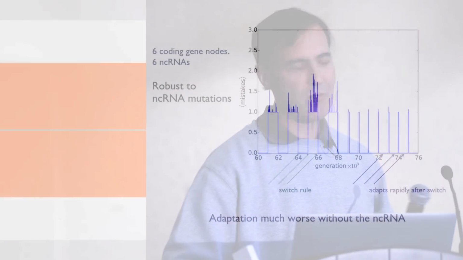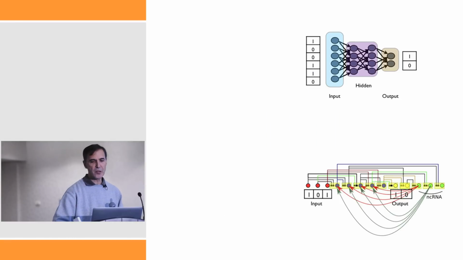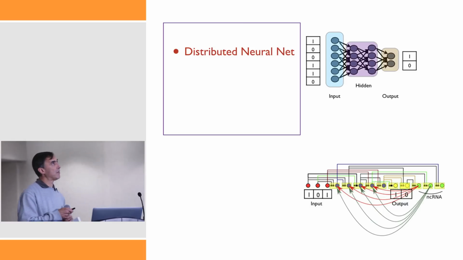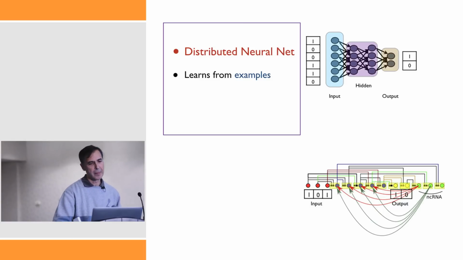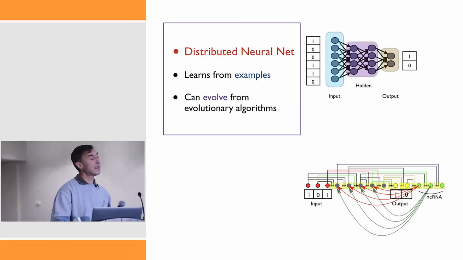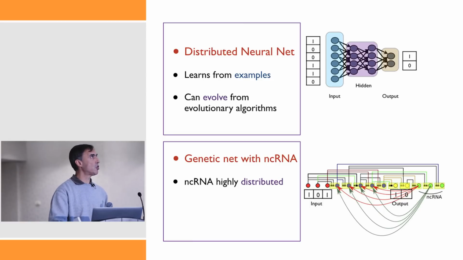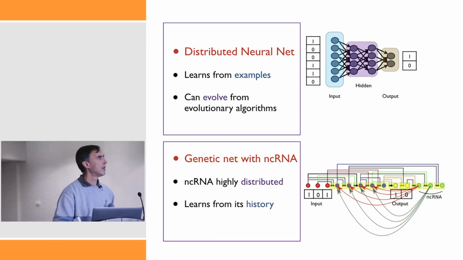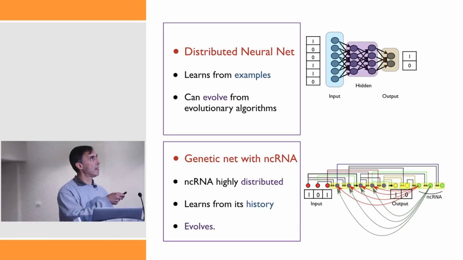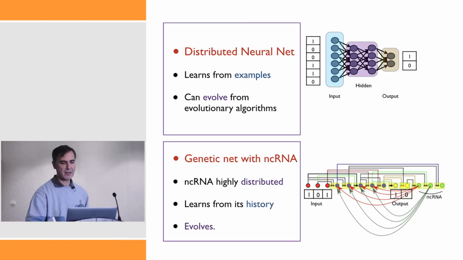So if you think about it this way, you're really thinking about a problem which is very much like that of learning in neural networks. So here we have a distributed neural network, right, what I just talked about before. It learns from examples. And it can even be taught to evolve using the same kind of algorithms, evolutionary algorithms. People use those actually sometimes. Now we think about a genetic net with non-coding RNA. So RNA is highly distributed, just like over here, right? And it learns from its history, just as before you learn from examples. And it will evolve, right? In the same way that this network will evolve to become good at learning its tasks.